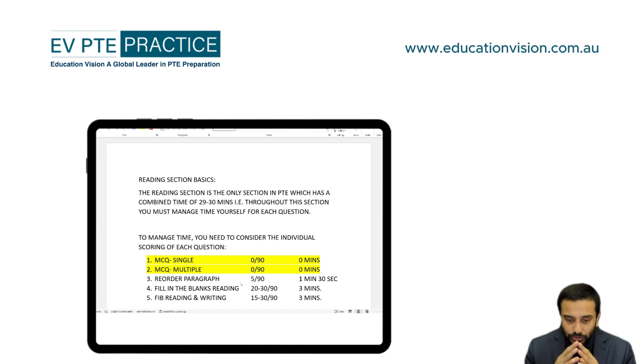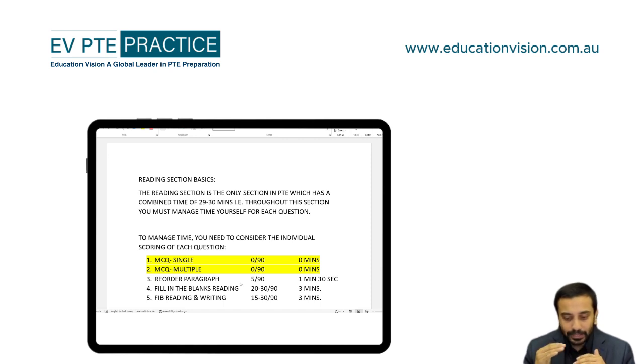Now over here, if you see below, we have given our analysis of the reading section's breakdown: multiple choice, single and multiple. If you don't even attempt these questions in the exam, you can still get a very high reading score, 90 out of 90. So we normally do not ask students to attempt these questions, and you're saving time there. Reorder paragraphs gives you roughly 5 marks out of 90, so we recommend 1.5 minutes there.